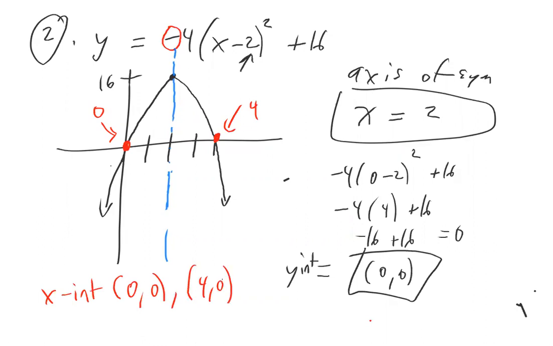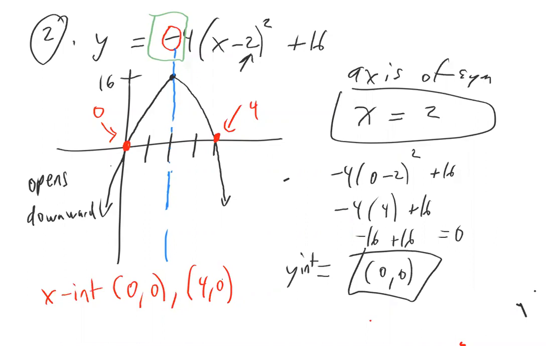And then it says, what direction does it open? Well, because of that negative sign that I pointed to earlier, it opens down. So this parabola opens downward, like that.